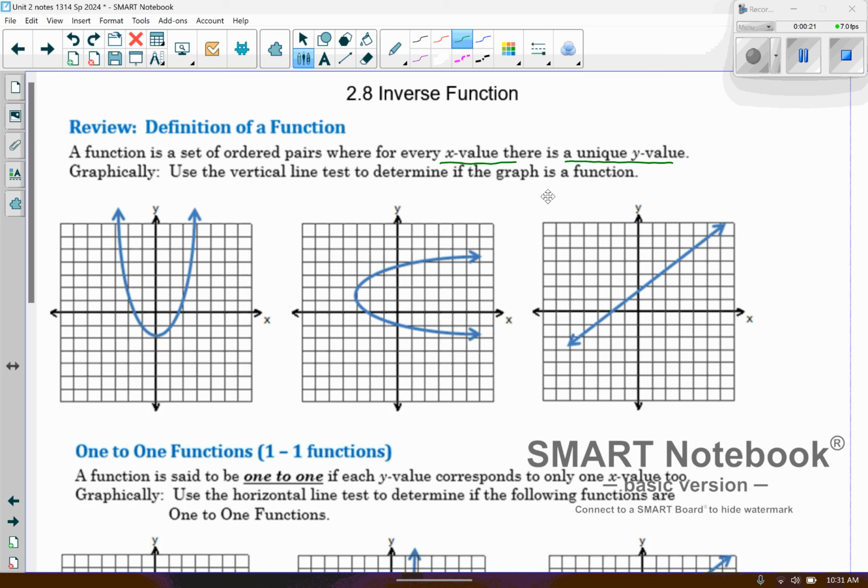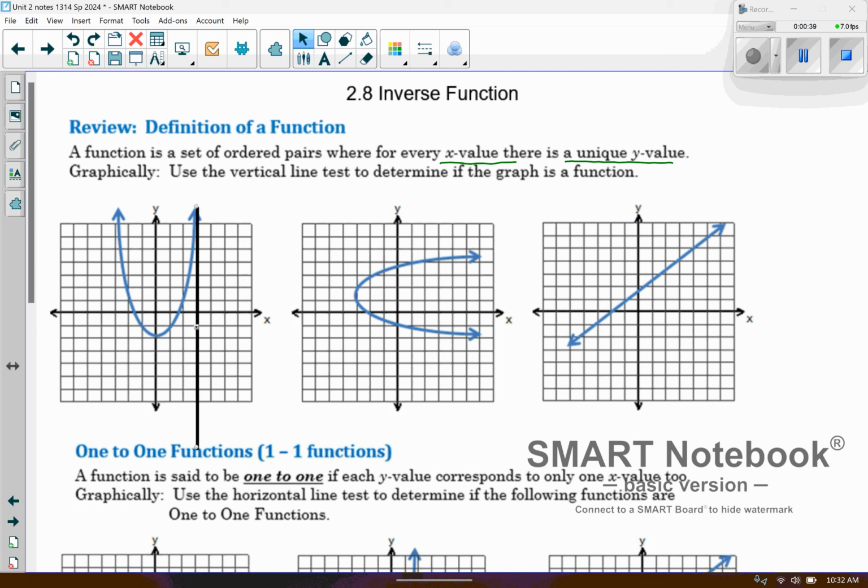So we've done this actually. This was back in 2.1. We talked about the vertical line test. And so in order to be a function, you had to pass this thing called the vertical line test right here. So every x value only has one y value in return.